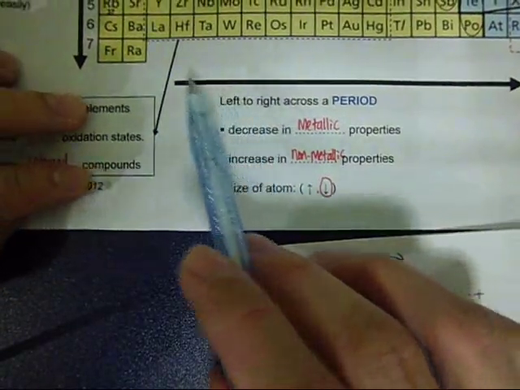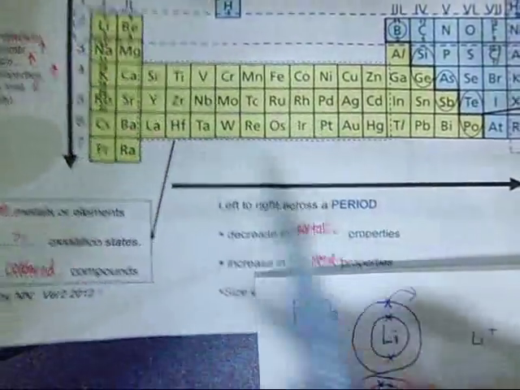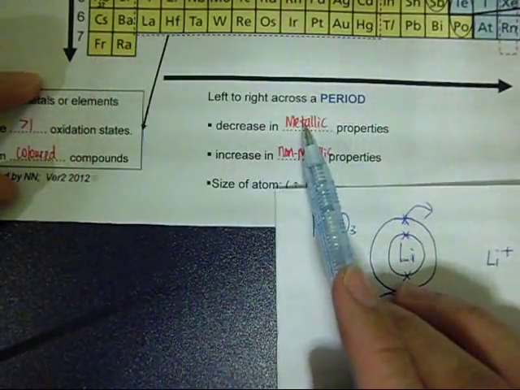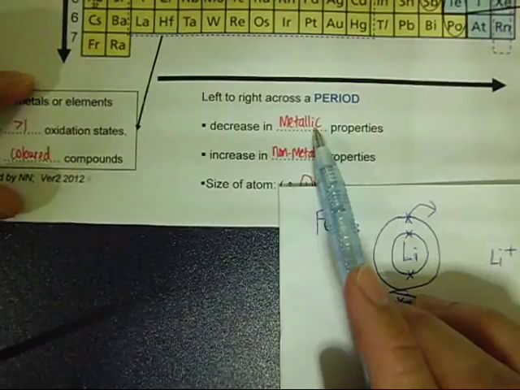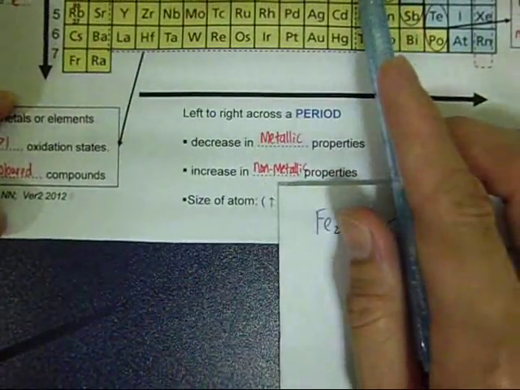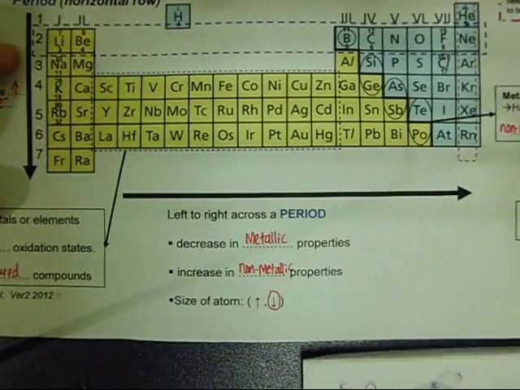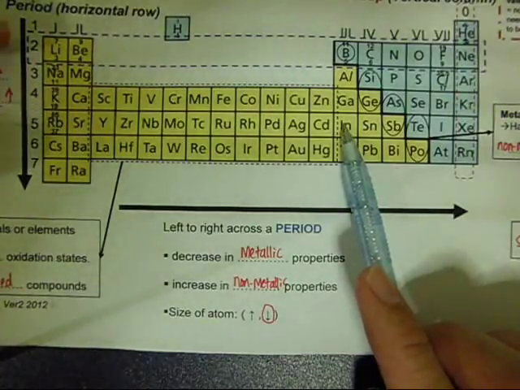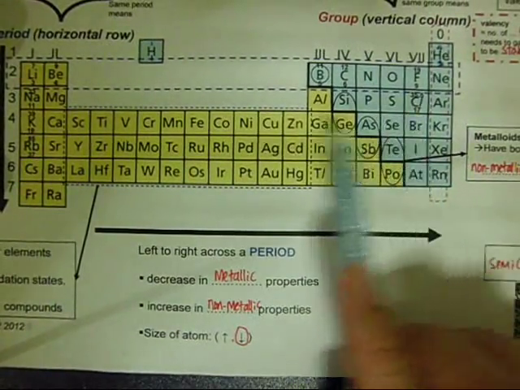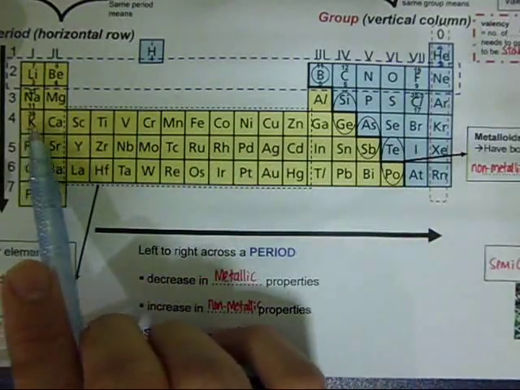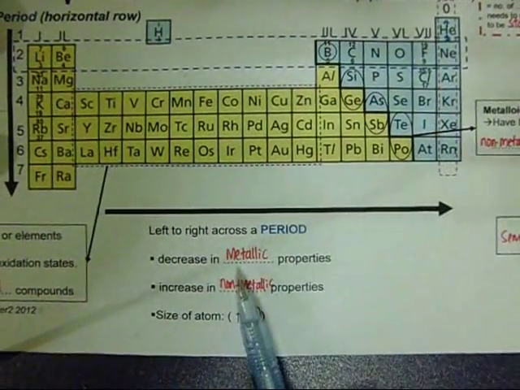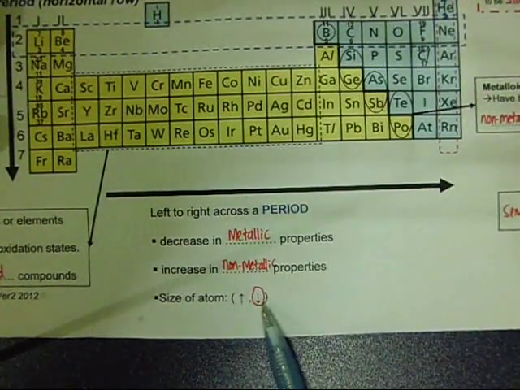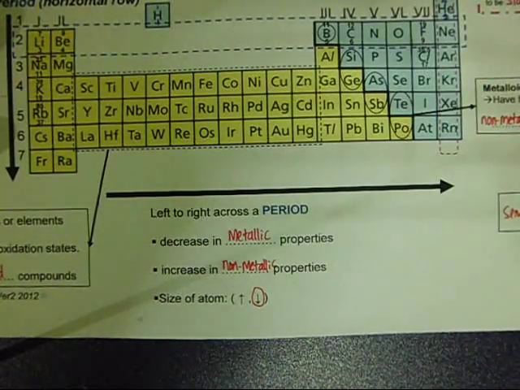Now, just now we looked at going down the group. Now let's look at going left to right across a period. If you go from left to right across a period, the metallic property actually decreases. Why? Because there is a staircase here. All the yellow elements are metals, and all the blue elements are non-metals. So as you go from left to right, you are going from metals to non-metals. That is why there is a decrease in metallic properties and an increase in non-metallic properties. And of course the size of the atom decreases.